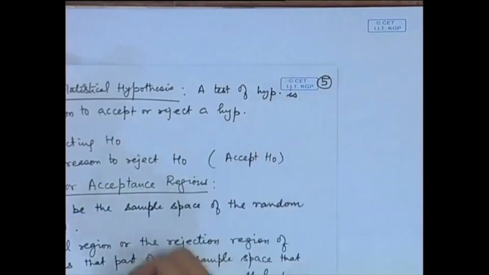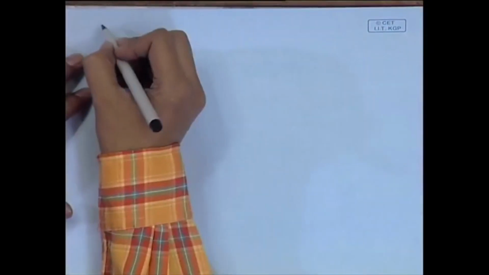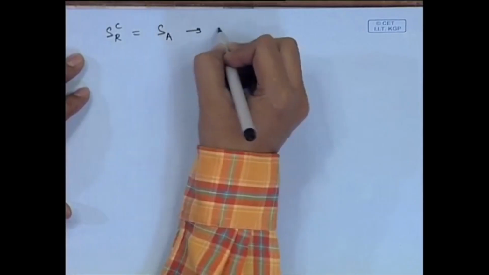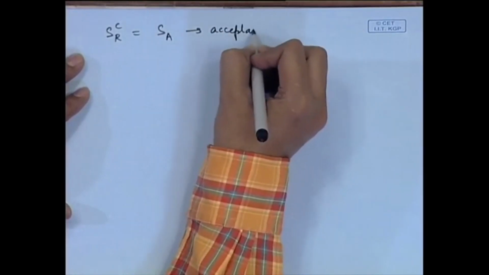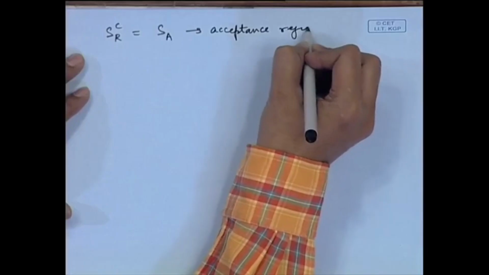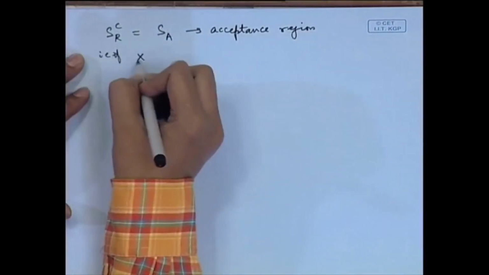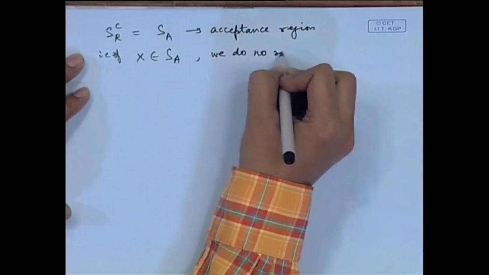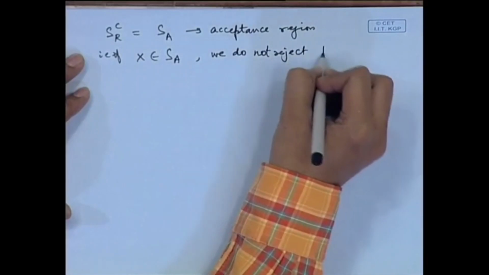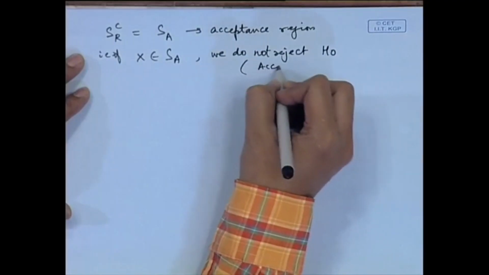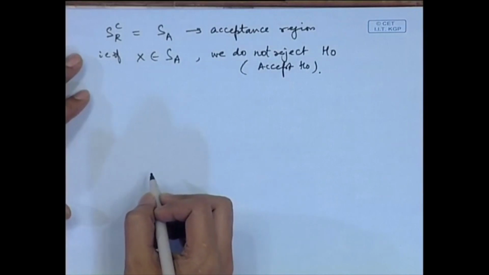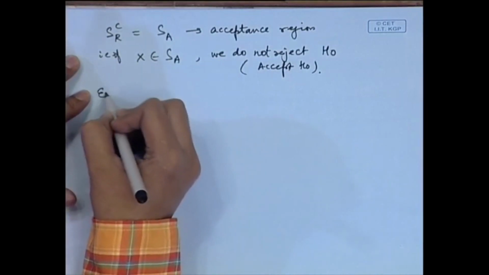And obviously, the complementary region of this, that is S R complement, we can call it S A, that is the acceptance region. That is, if x belongs to S A, we do not reject H naught, or we can say we accept H naught. Let us give one example here.